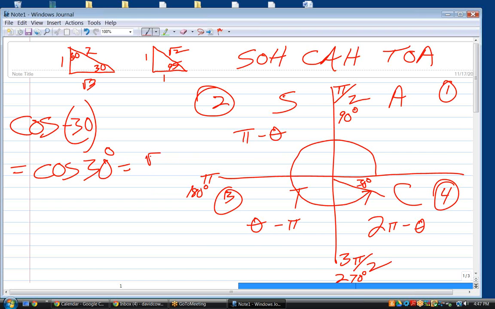Square root of 3/2. It's in the fourth quadrant, it's positive, excuse me, it's in the first quadrant, it's positive. There's your answer.